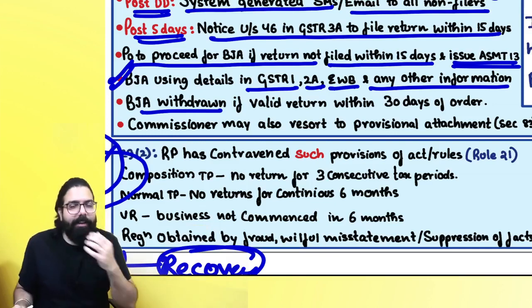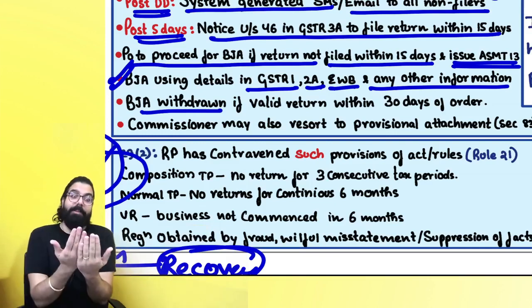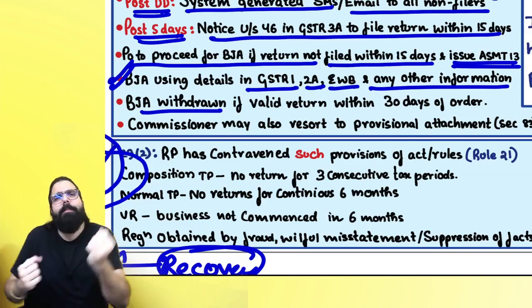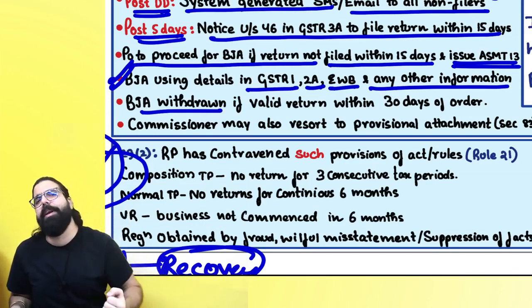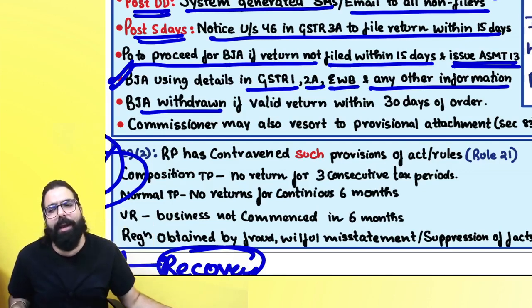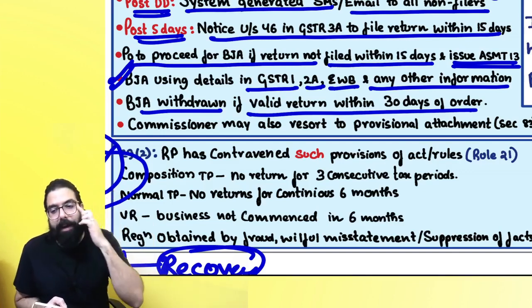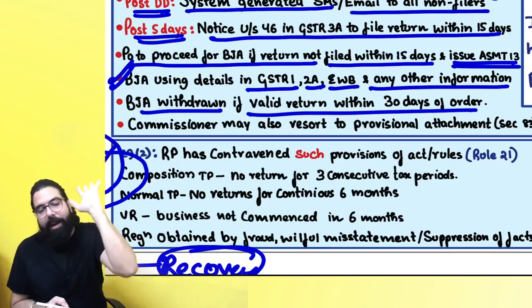Sir, the best judgment assessment order will be withdrawn. If the best judgment assessment order has come and I file my return within 30 days, the best judgment assessment order will be withdrawn. Within 30 days, if I file my return, the best judgment assessment order will be withdrawn.